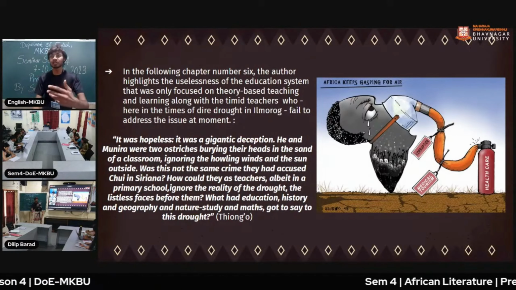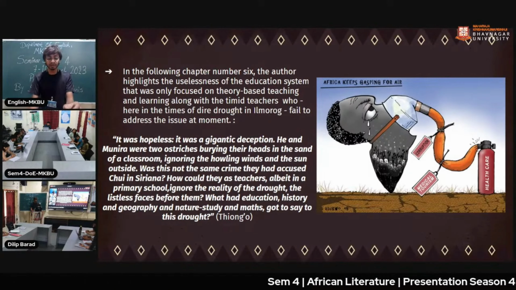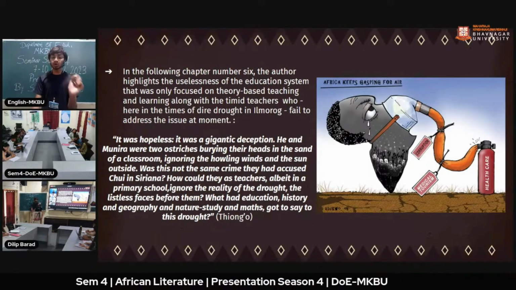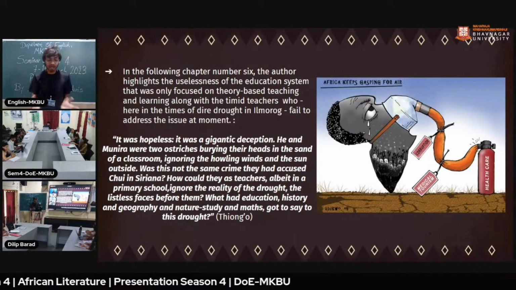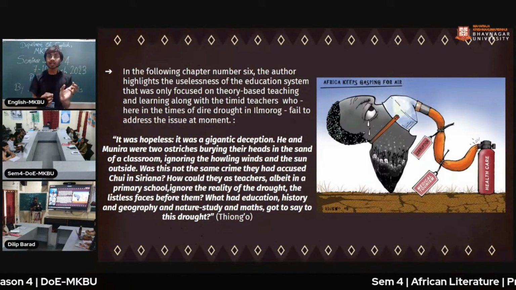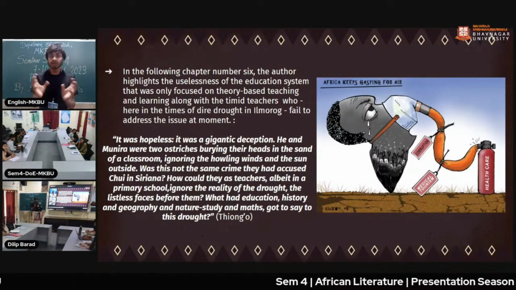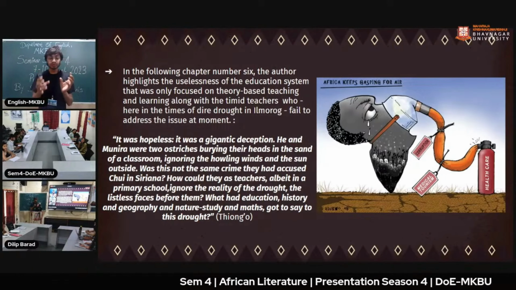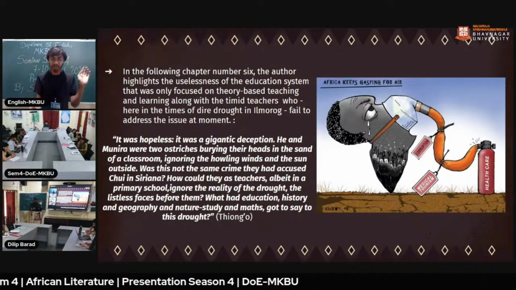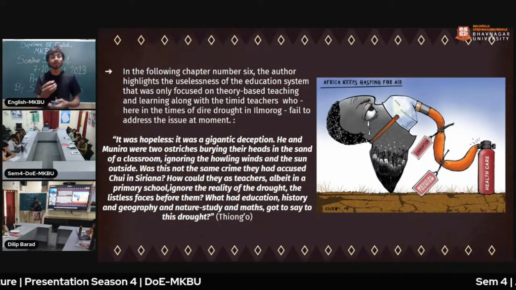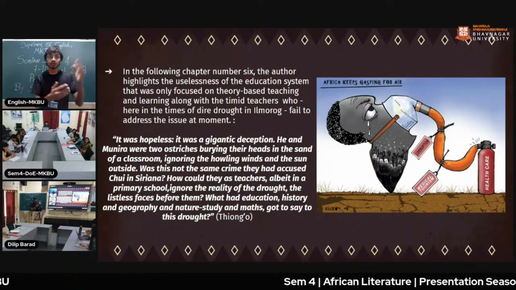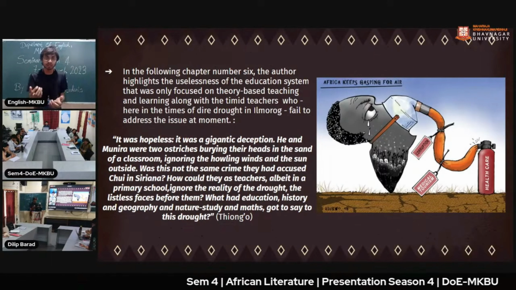And again, see how the novelist expresses his anguish by writing. Let me read a few lines from the novel. So it was hopeless. It was a gigantic deception. He and Munira were two ostriches. So again, he compares Karega and Munira to two ostriches. So he gives a metaphor to this. Ostriches burying their heads in the sand of a classroom, ignoring the howling winds and the sun outside. So whatever situation was there outside, they were not hinting upon it. They were just teaching children only the syllabus-based things. So they were not going out. So this is not a good thing in the education system.